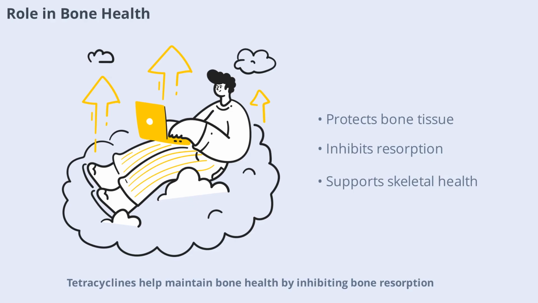Tetracyclines help maintain bone health by inhibiting bone resorption. Their antiproteolytic and anticollagenase actions protect bone tissue from hormonal and bacterial damage, supporting overall skeletal integrity.